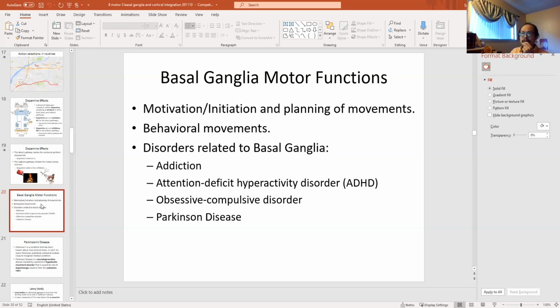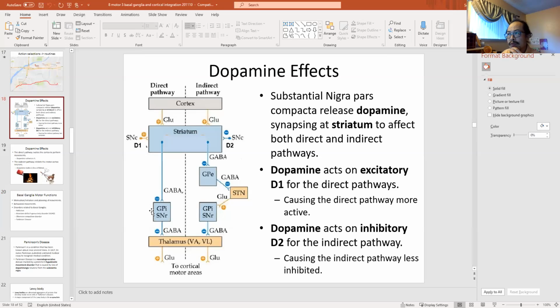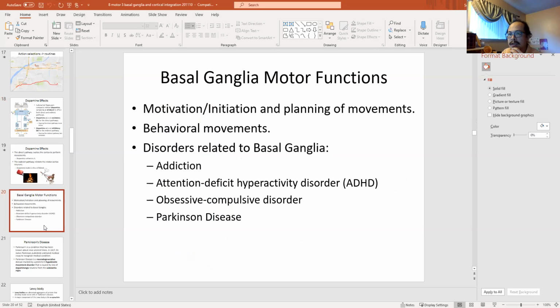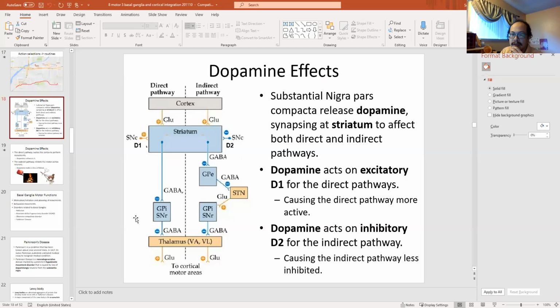The basal ganglia is important for motivation and initiation. All these thoughts need to go through and get approval from the direct pathway and the indirect pathway, the basal ganglia. So initiation will be impaired if the basal ganglia always says no. Behavior and movement are also wired in the basal ganglia.